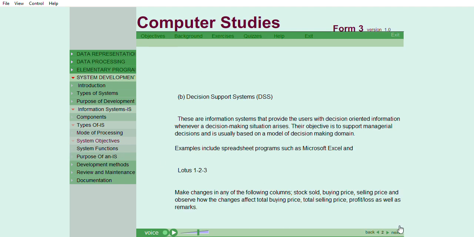Decision Support Systems, DSS. These are information systems that provide the users with decision-oriented information whenever a decision-making situation arises. Their objective is to support managerial decisions and is usually based on a model of the decision-making domain. Examples include spreadsheet programs such as Microsoft Excel and Lotus 1-2-3.